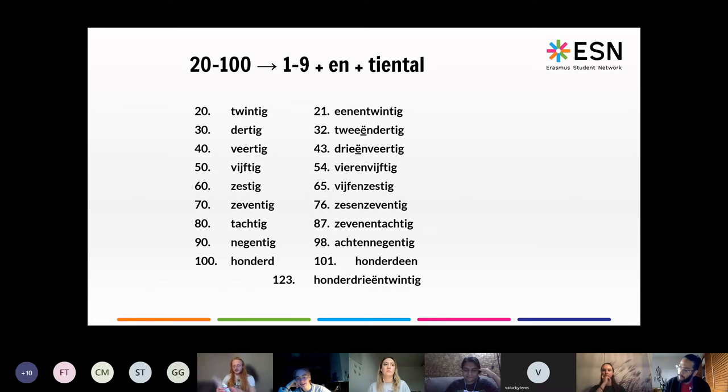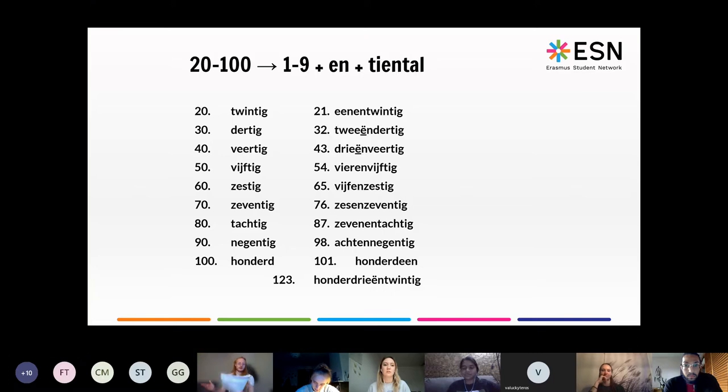Also note that the T-I-J, because it's unstressed, is pronounced as tug and not as tig. So twintug, not twintig. Unless you want to sound really, really uppity, if you're the queen, then you can say, oh yes, I am twintig years old. But in general, everyone pronounces it twintug.